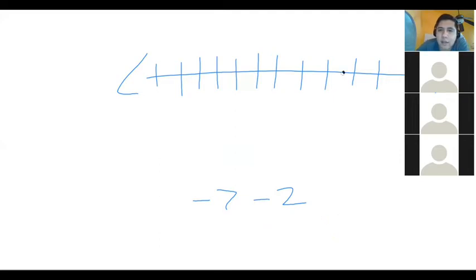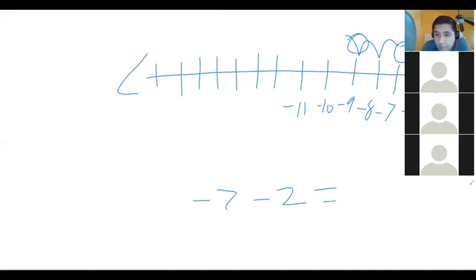So let's look at it on the number line. Let's say we have -6, -7, -8, -9, -10, -11, okay? So we're gonna start off at -7. We're subtracting 2, which way are we going to go? To the left again. So 1, 2. Our answer then would be what? -9.